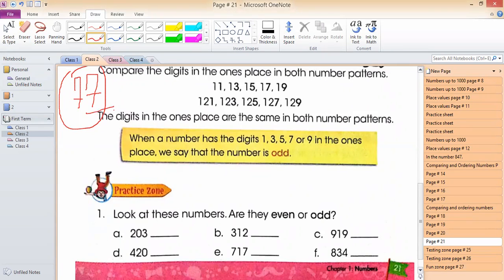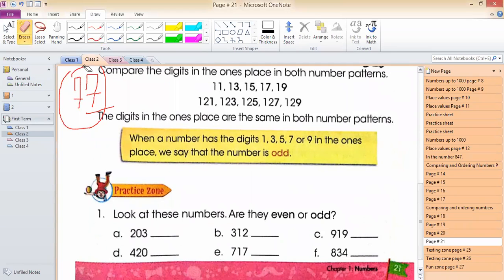Because it's 1, 3, 5, 7. Because the last digit is 7, and 7 is an odd number. Okay, very good. I got it. That's very good because the last digit is 7 and 7 is an odd number. That's why 77 is an odd number. That's very good. All right, guys.